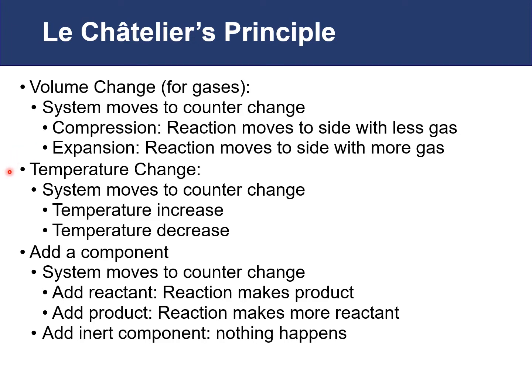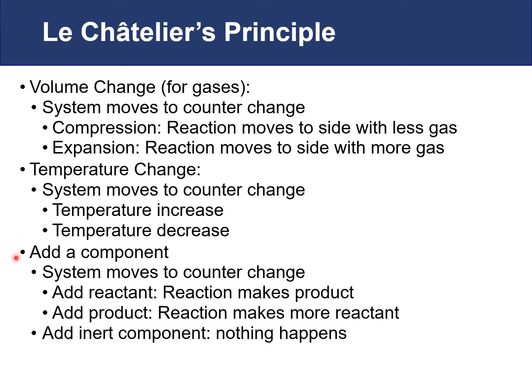Temperature changes, the system will move to counter the change. So if you increase the temperature for an exothermic reaction, that is a reaction that gives off heat, the way that you would do that would be by adding heat to the system. So if you add heat to a reaction that gives off heat, you can think of heat as a product, and so the reaction will shift back towards the reactants. If you decrease the temperature on an exothermic reaction, that would pull the reaction towards forming more products.